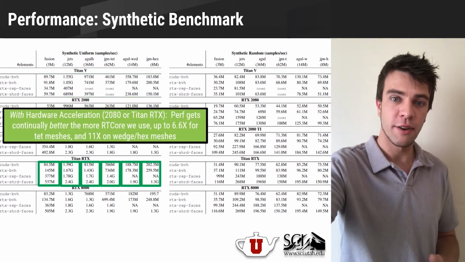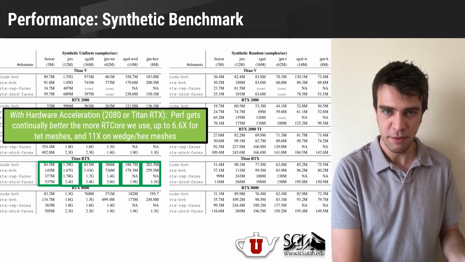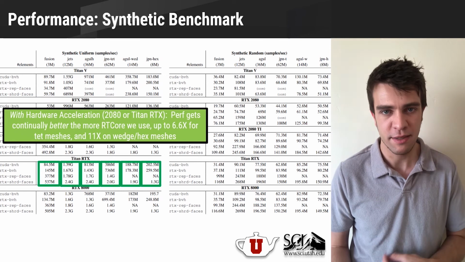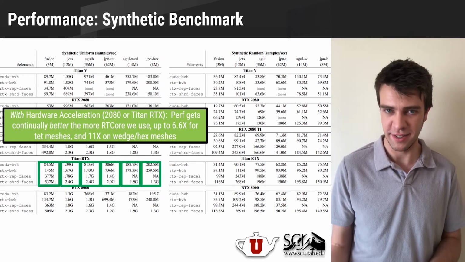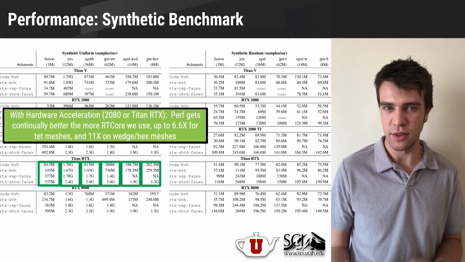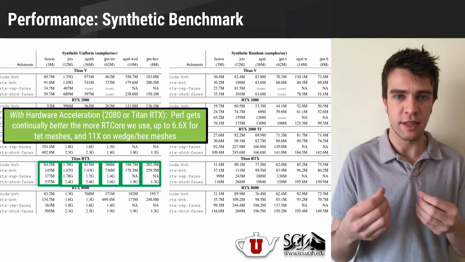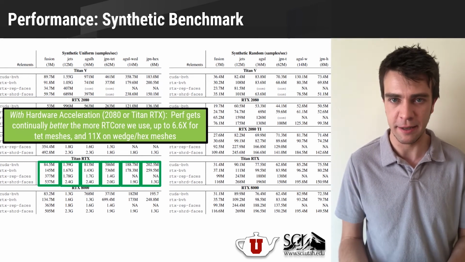However, if we do have hardware acceleration, then we see up to a 6.6x performance improvement for tetrahedral meshes and up to 11x speedup for hexahedral and wedge meshes. And at each method iteration, by offloading more and more work to ray tracing cores, we realize more and more performance improvements despite introducing additional algorithmic complexity.